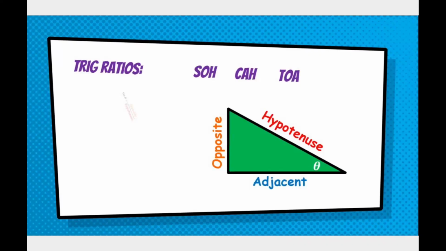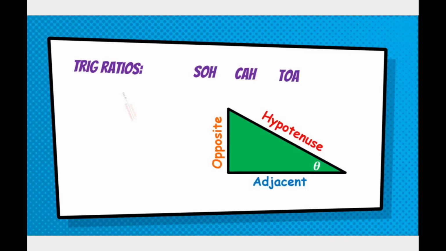So the opposite and adjacent are going to be with respect to the angle that you're referencing. The hypotenuse is always going to be across from the 90-degree angle. So when we write our trig ratios, just look at what angle I have listed there and tell me what opposite and what adjacent that is.